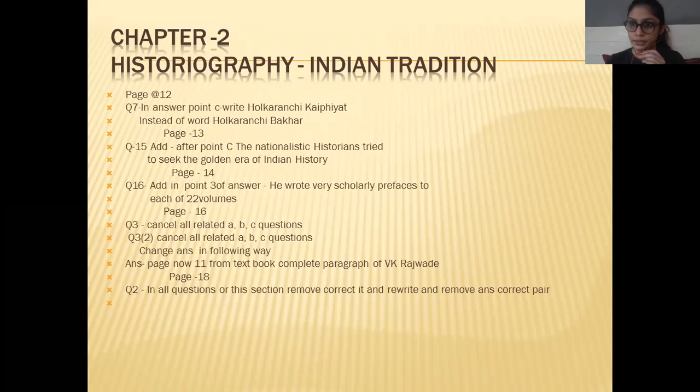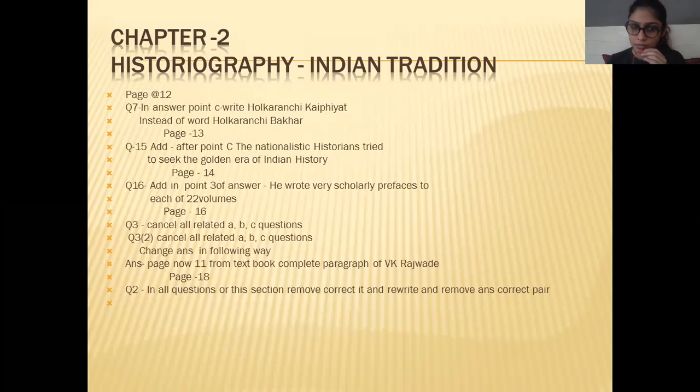On page number 13, question number 15, after point C you have to add one more point. That is, the nationalistic historians tried to seek the golden era of Indian history. Page number 14, question number 16. As soon as the third point ends, you have to write one more point. That is, he wrote very scholarly prefaces to each of 22 volumes.